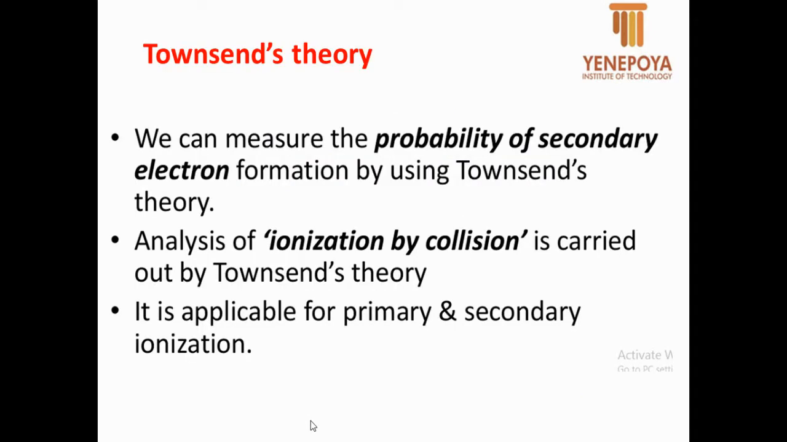Townsend's theory. What is Townsend's theory? In this theory we can measure the probability of secondary electron formation. Analysis of ionization by collision is carried out by Townsend's theory. It is applicable for primary and secondary ionization. The primary and secondary ionization processes were discussed in the last video.